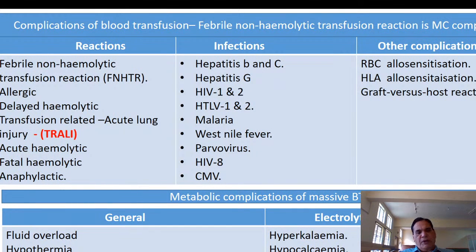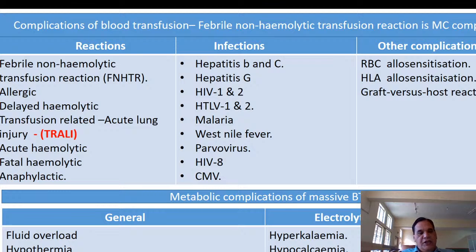Now going to the complications. Last time we considered complications, this time also we will consider complications in short. The most common complication of a blood transfusion is febrile non-hemolytic transfusion reaction. If you write down this much, you are passed. Okay. Other types of reactions. Reactions mainly occur because of a febrile non-hemolytic transfusion reaction, FNHTR.